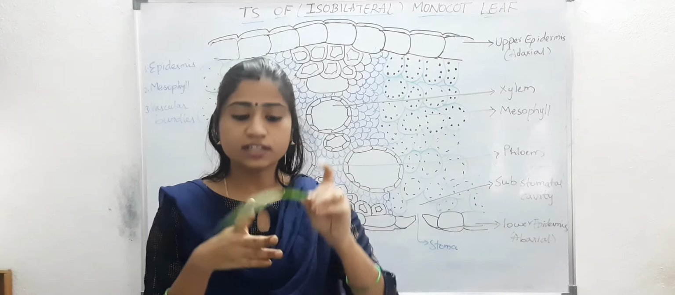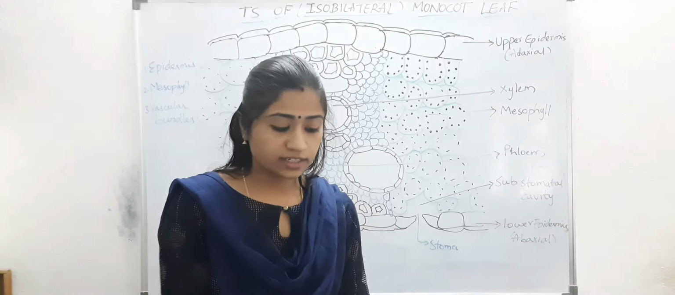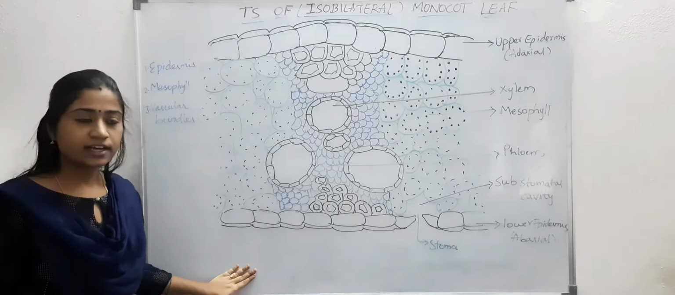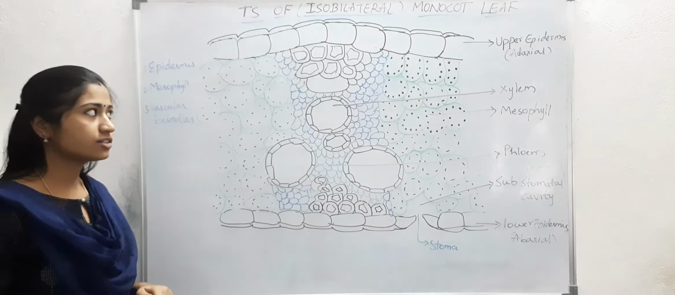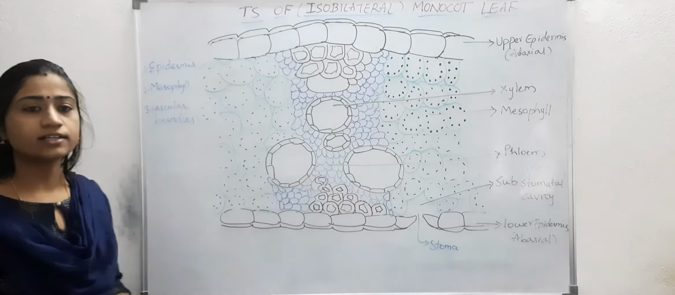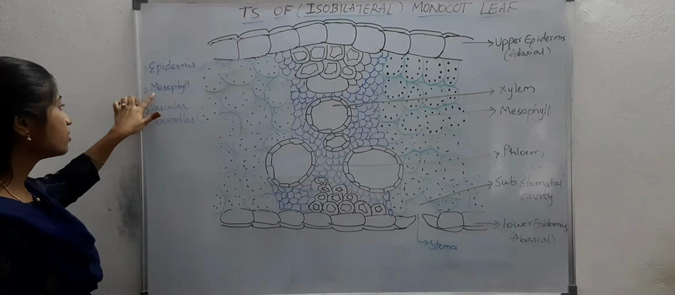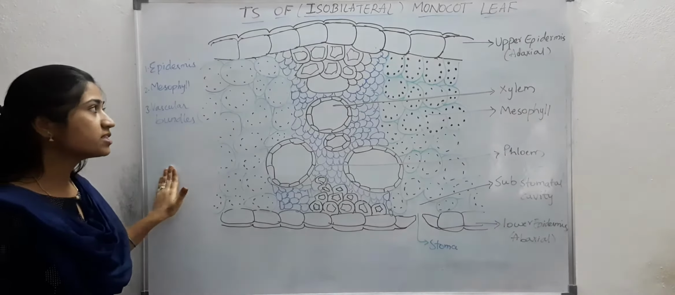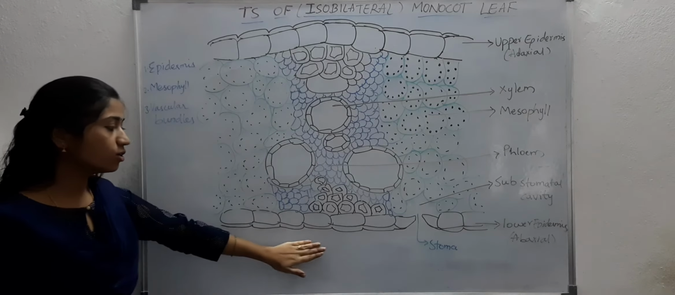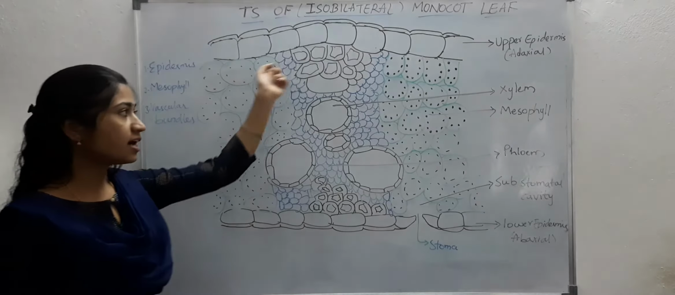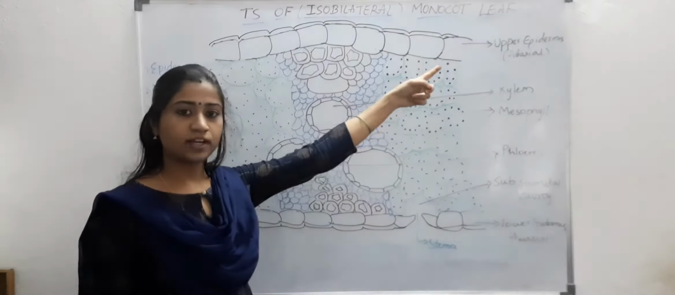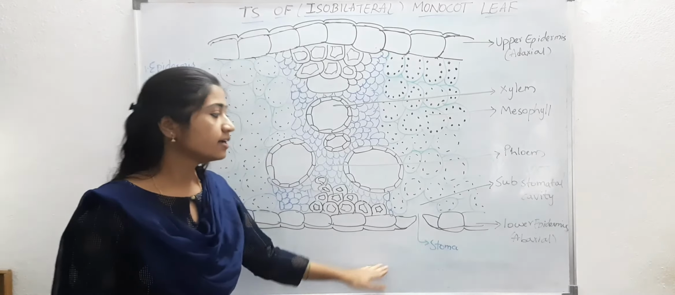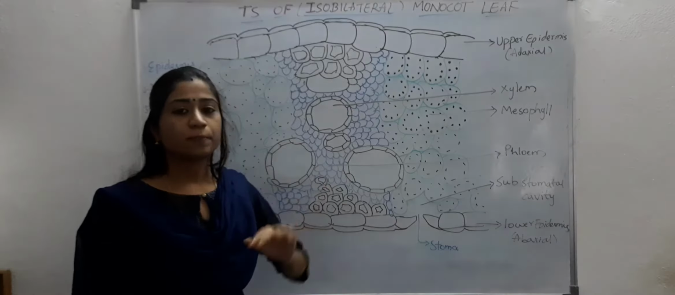If we cut this leaf in transverse section, the internal parts you are going to see will be like this. It has three main parts. The internal structure of the monocot leaf shows three main parts: epidermis, mesophyll and vascular bundles. First one, epidermis. Epidermis is present on both the upper side and lower side of the leaf. You can say the adaxial side is the upper epidermis and abaxial means the lower epidermis.